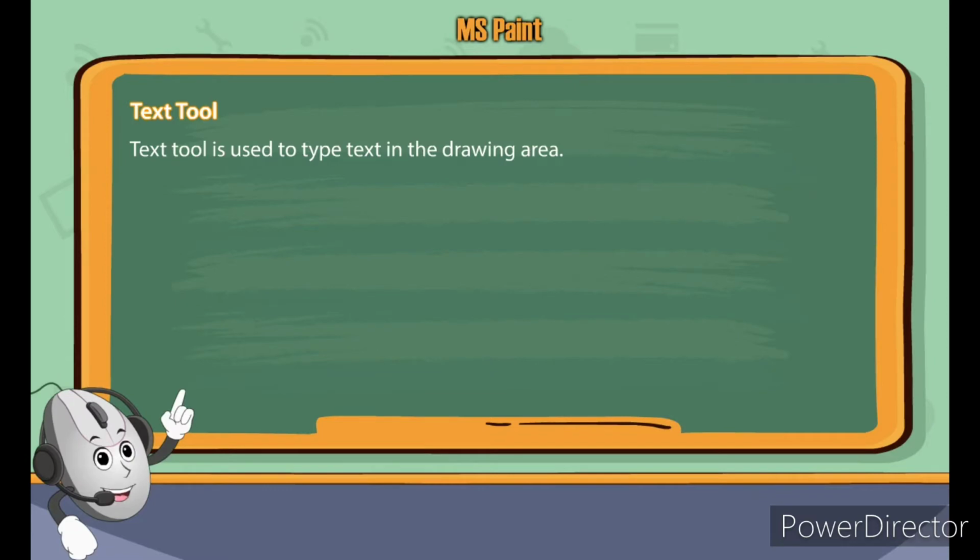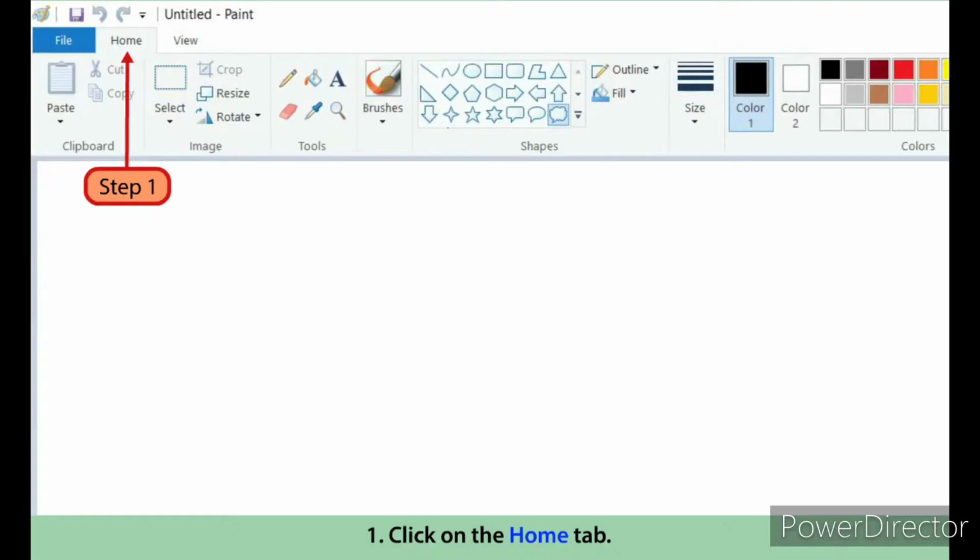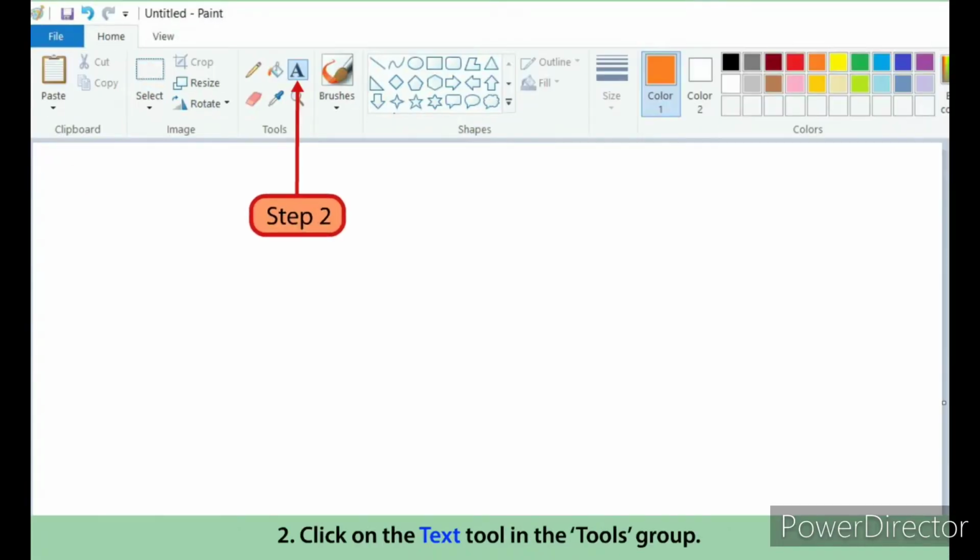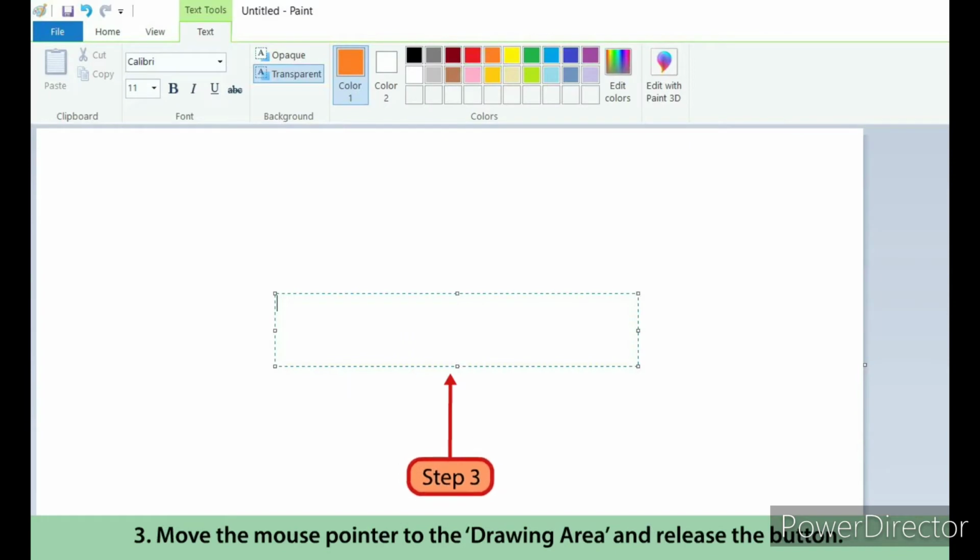Text tool. Text tool is used to type text in the drawing area. Follow these steps to use the text tool. 1. Click on the Home tab. 2. Click on the text tool in the Tools group. 3. Move the mouse pointer to the drawing area and release the button.